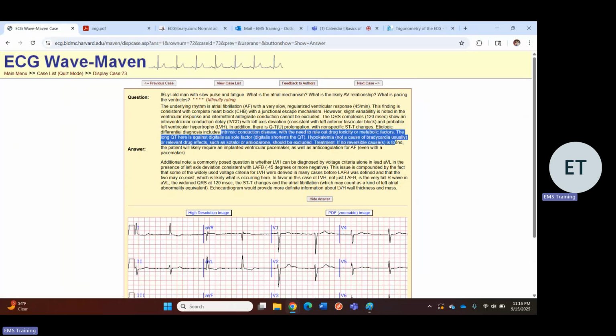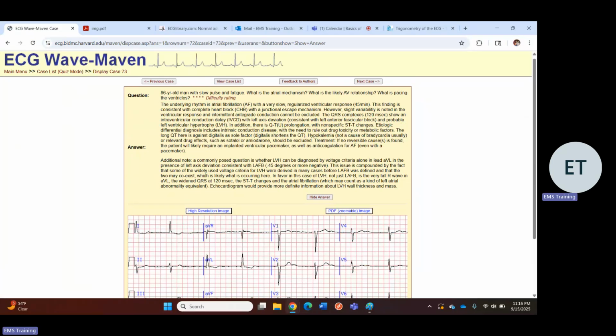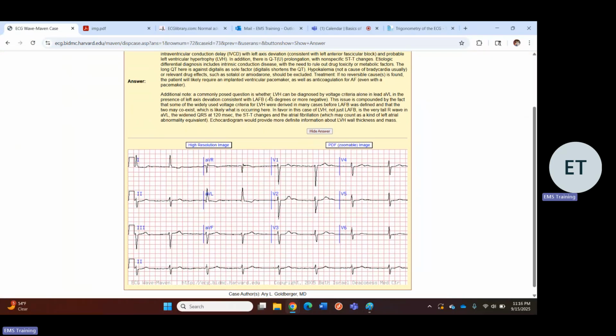Treatment. If no reversible causes are found, the patient will likely require an implanted pacemaker, as well as anticoagulation. Oh, man. A commonly posed question is whether left ventricular hypertrophy can be diagnosed by voltage criteria alone in lead AVL. Well, I guess that is kind of a tall R wave, but it's bigger than 10.